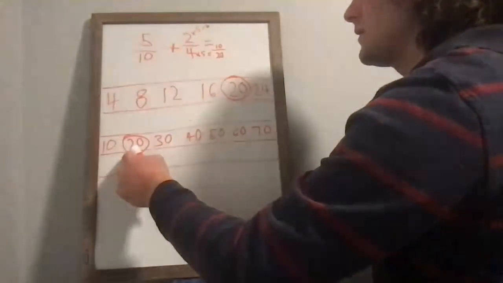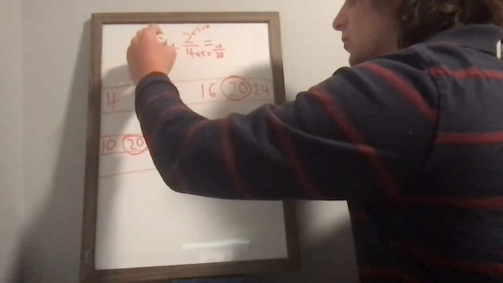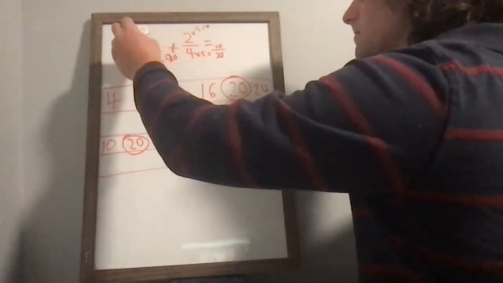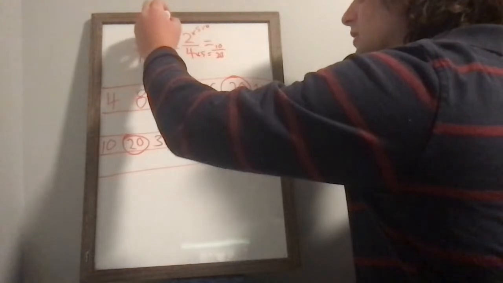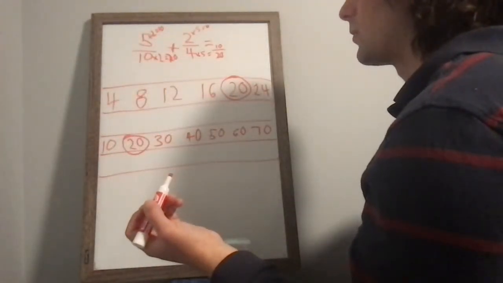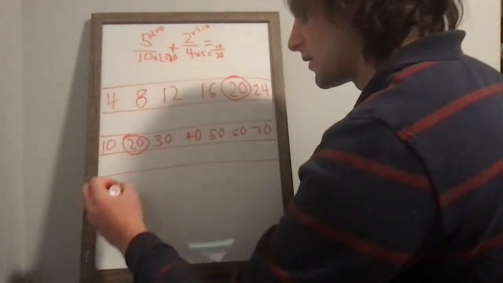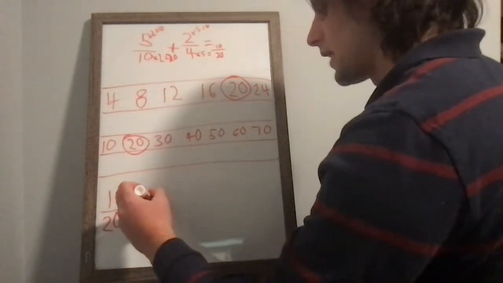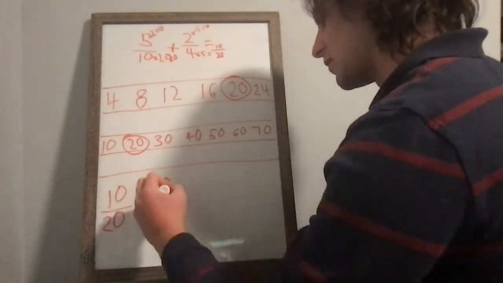Now, counting by 10s, I had to count by 10s twice to get to 20. 10 times 2 equals 20, and 5 times 2 equals 10. So 5/10 would equal 10/20 also. Wow. So both of these fractions are equal to 10/20. So now we have 10/20 plus 10/20.